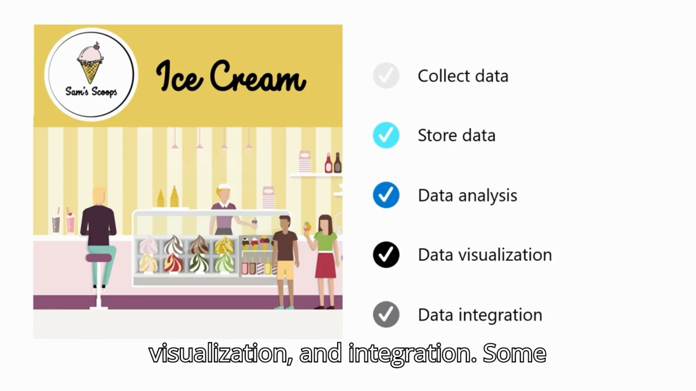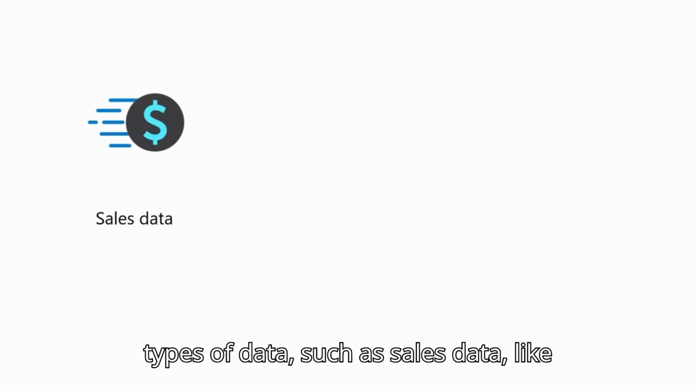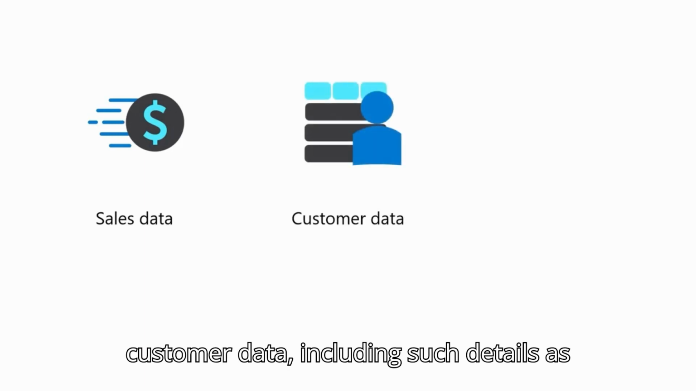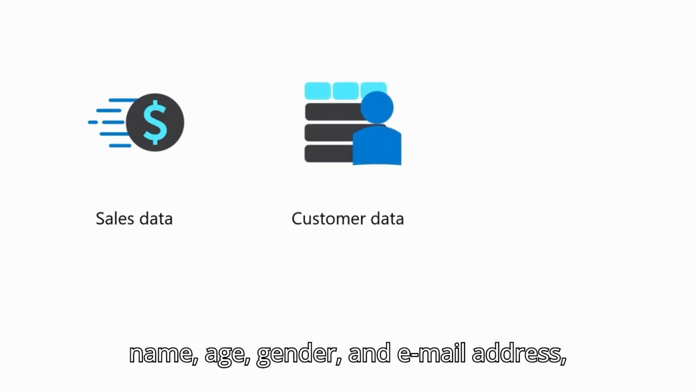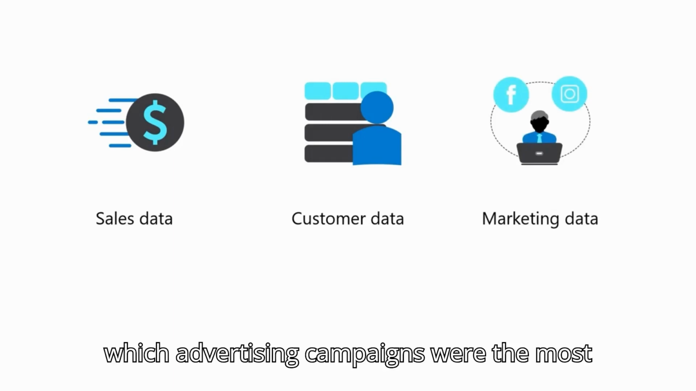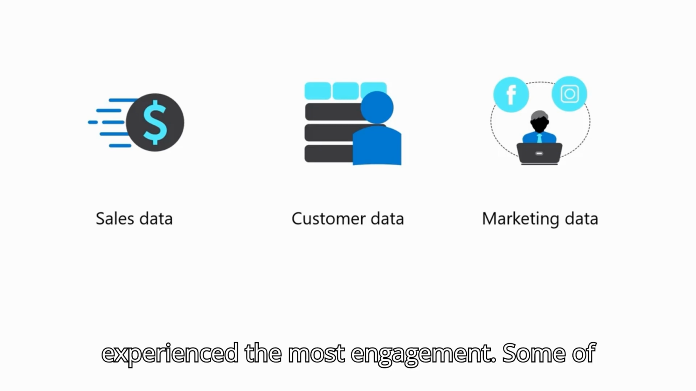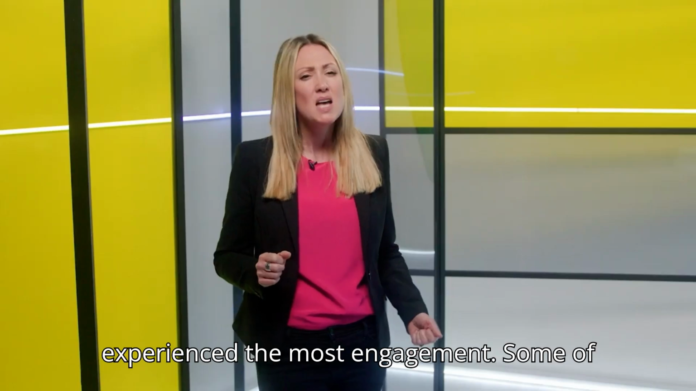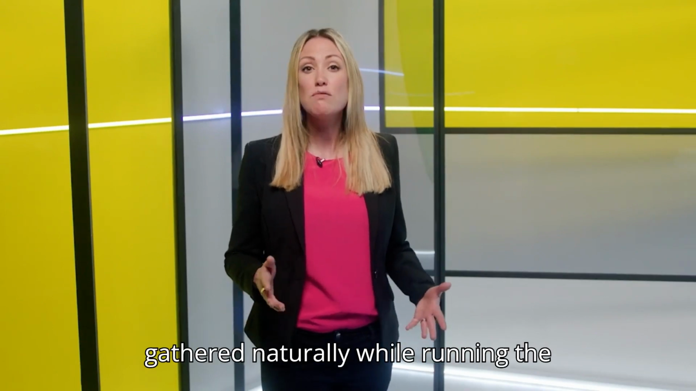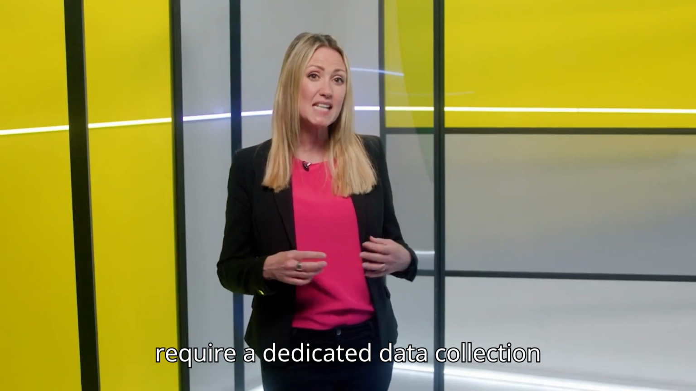Sam's Scoops might want to collect various types of data, such as sales data like the quantity of each flavor sold, customer data including such details as name, age, gender, and email address, and marketing data, which would tell which advertising campaigns were the most effective or which social media accounts experienced the most engagement. Some of this data, such as sales numbers, will be gathered naturally while running the business, but other information would require a dedicated data collection method.